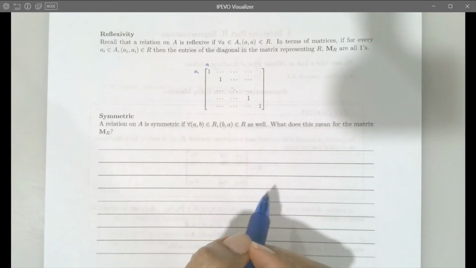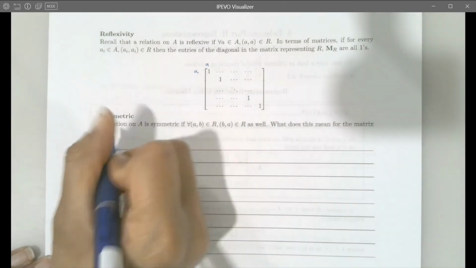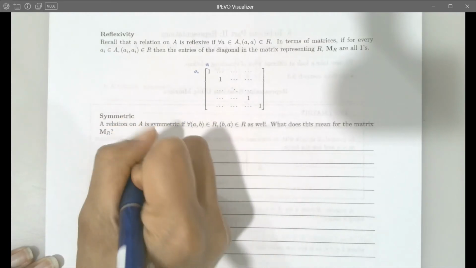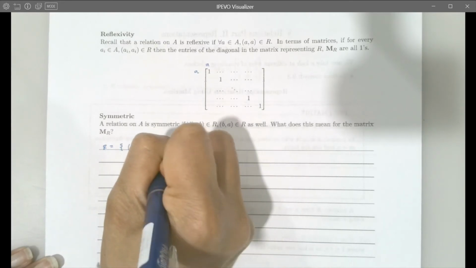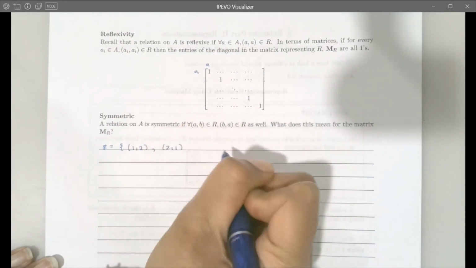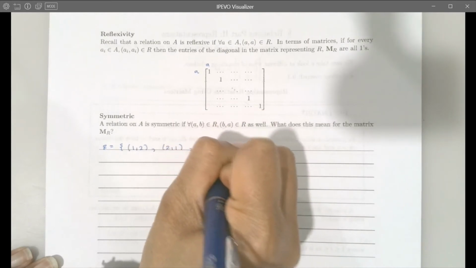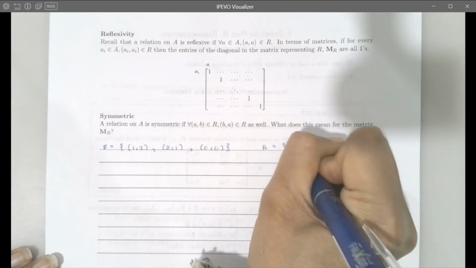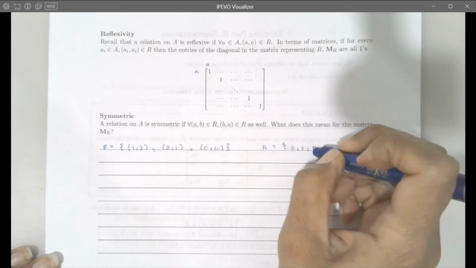So if we think in terms of matrices, how is that going to look like? Let's take a small relation just to consider it. Let's say we have a relation that maps 1 to 2, that means that 2, comma 1 also has to be part of the relation. And maybe we have the element 0, comma 0. So this would be a relation from the set of elements 0, 1, 2 to 0, 1, 2.